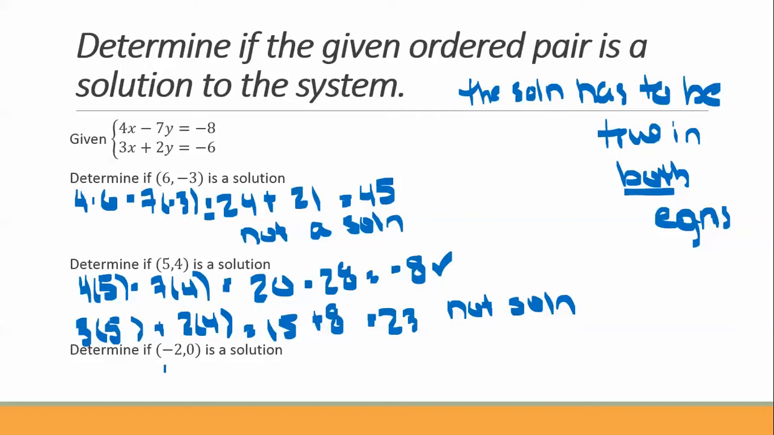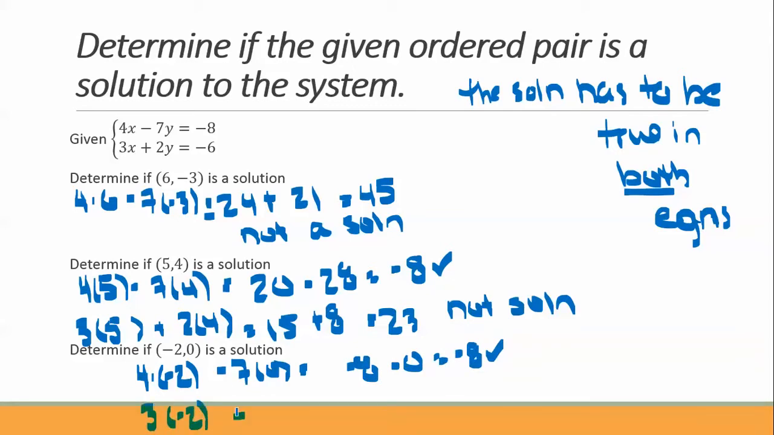So let's try negative 2, 0. So we have 4 times negative 2 minus 7 times 0. So that's negative 8 minus 0, so that's negative 8. So that one checked out. And then 3 times negative 2 plus 2 times 0 equals negative 6 plus 0, which is negative 6. So that one checked out. So this is a solution. So negative 2, 0 is the solution to that system of equations.